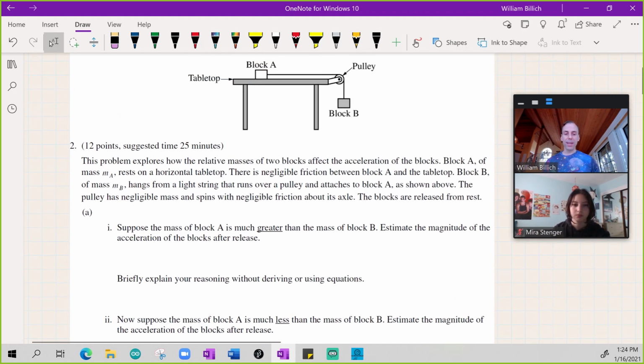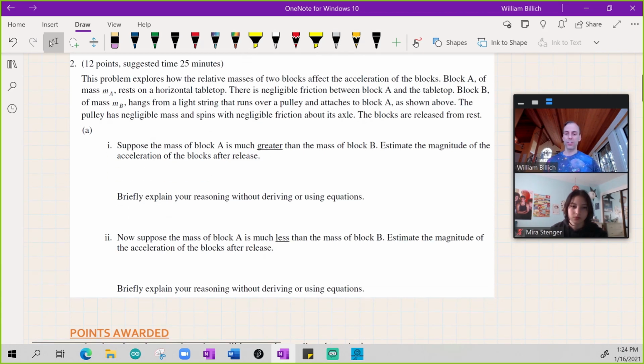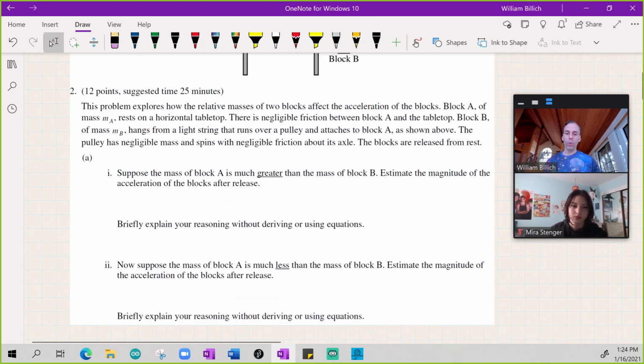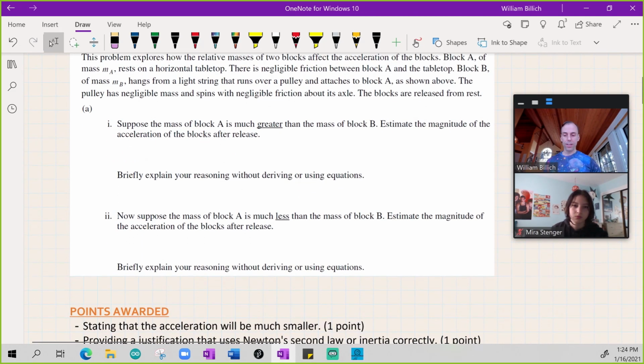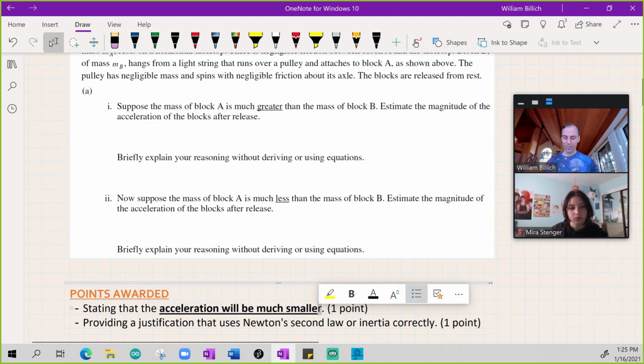So estimate the magnitude of acceleration of the blocks after release. Now, by the way, they say briefly explain the reasoning without deriving or using equations, which, of course, is a qualitative answer, right? So you got to get used to answering that. And so when you do answer it, these are the points from the official answer guide. First of all, the acceleration is going to be much smaller, right? This should make sense to everybody. The acceleration will be much smaller because you have a much bigger mass to move, correct?